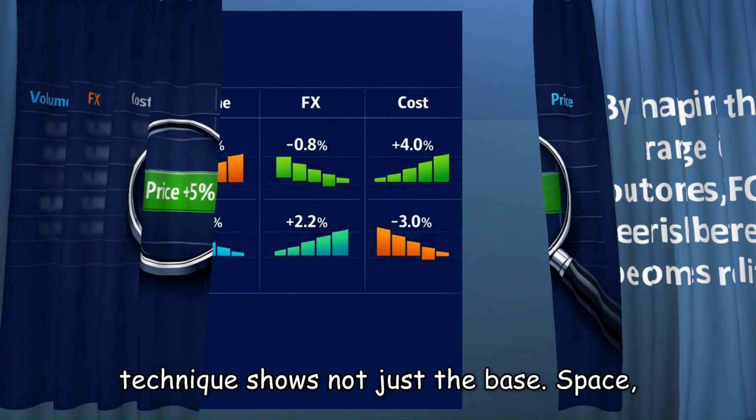This table visualizes impact strength. Price and FX swing wide, meaning they're major levers. Others, like admin cost, barely move the profit line. The goal isn't to analyze everything. It's to focus on what matters most.